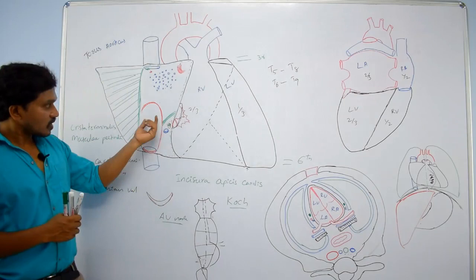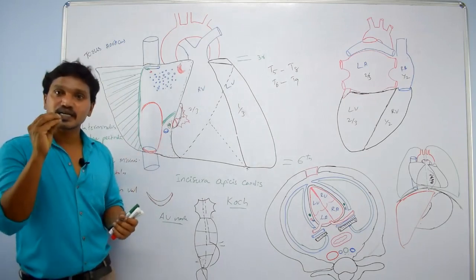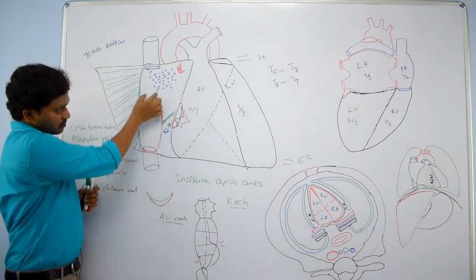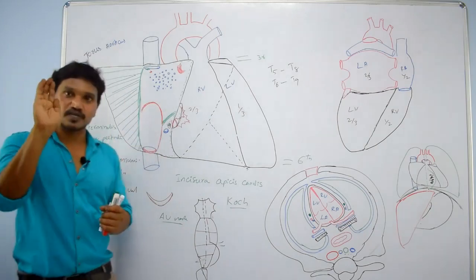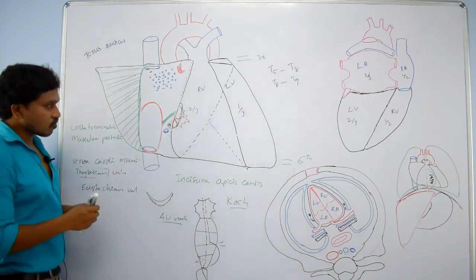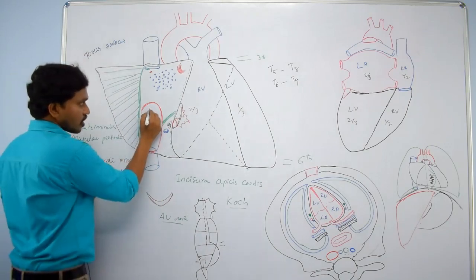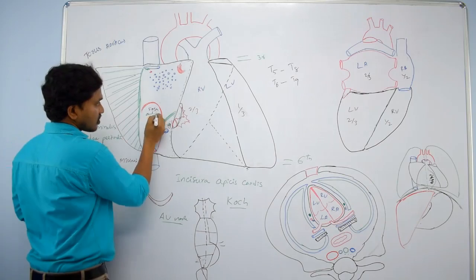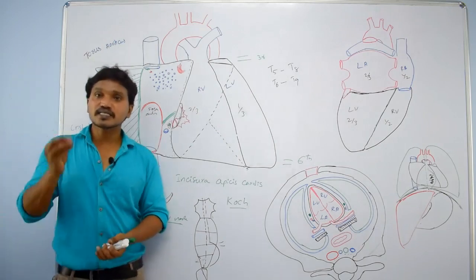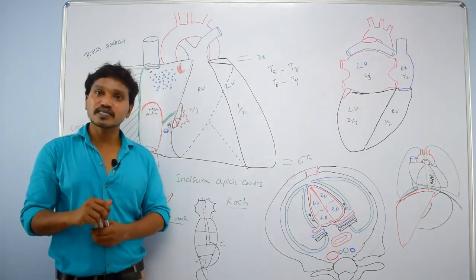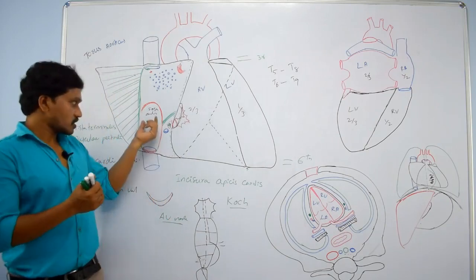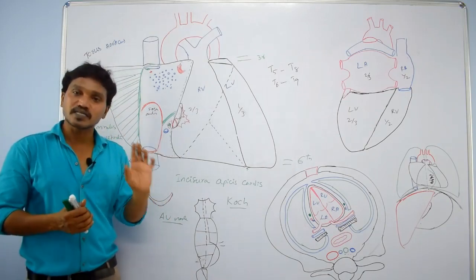Then, what about the other one? Interatrial septum. So this is the interatrial septum. Here, a saucer-shaped depression. This saucer-shaped depression is what we call the fossa ovalis. This fossa ovalis is the embryological remnant of the septum primum.